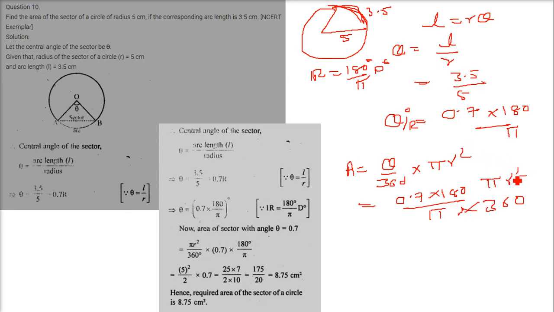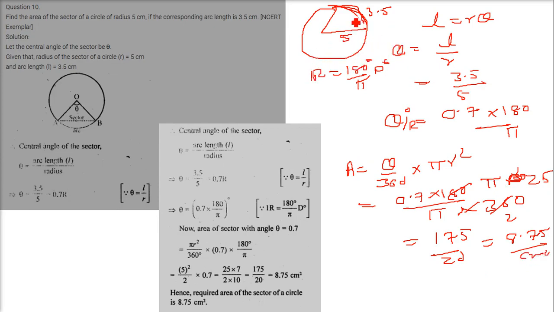So now this radius can also be used. So radius, we can write it as 5 into 5, so 25 is here. This is 2 times and you get 0.7. This is 7 into 25, 175 by 20 here you are getting, and this is going to be 8.75. So 8.75 centimeters square is the area.